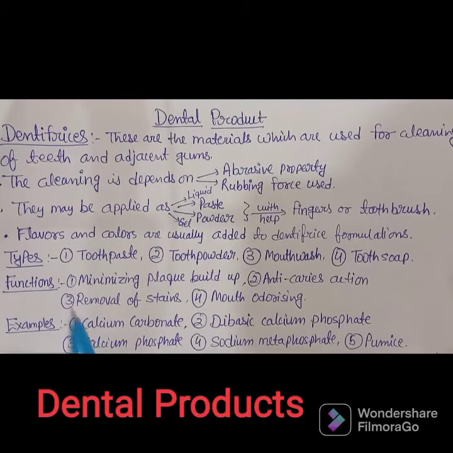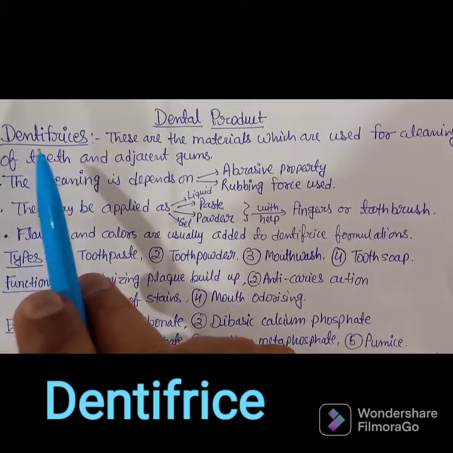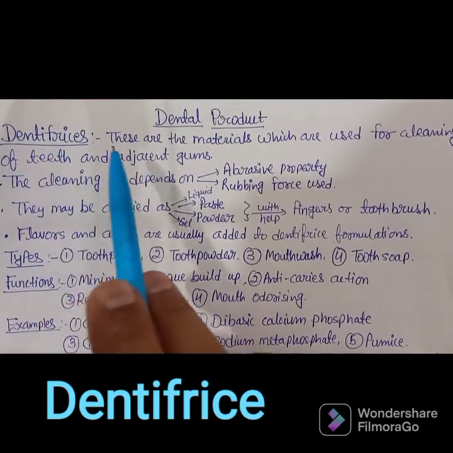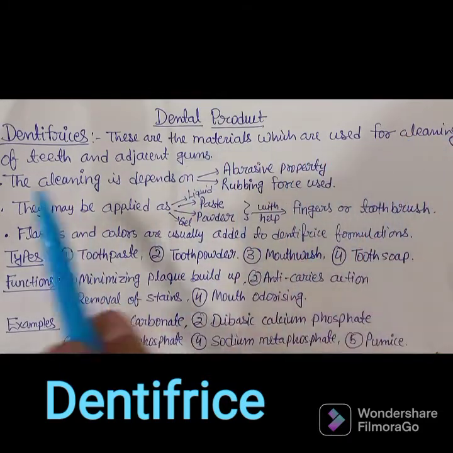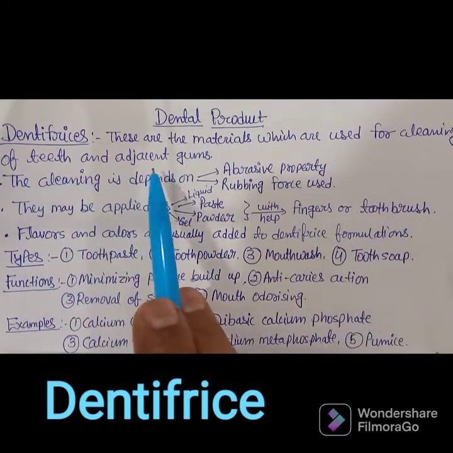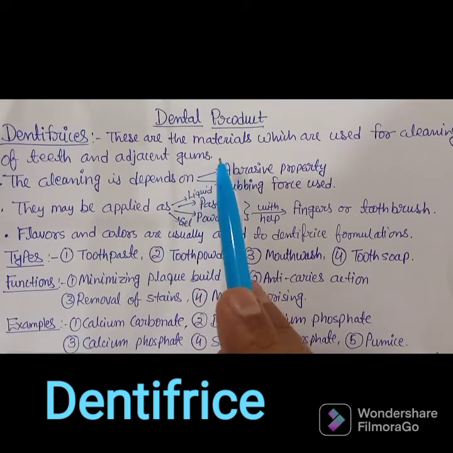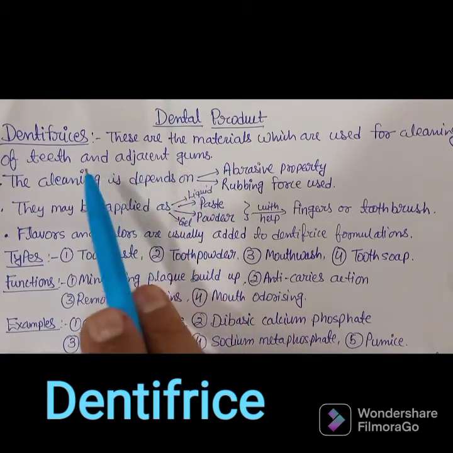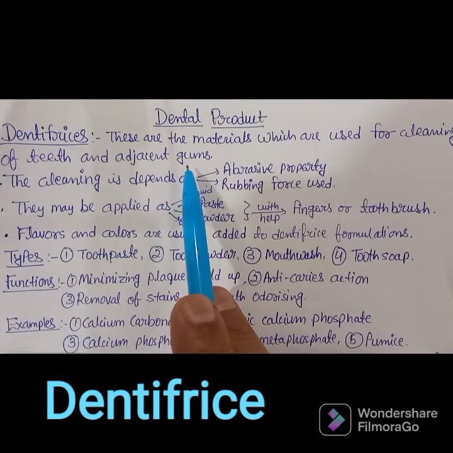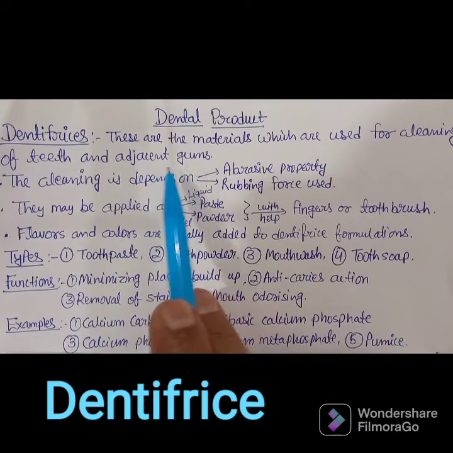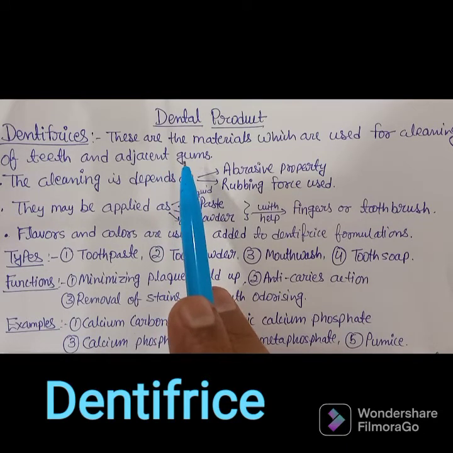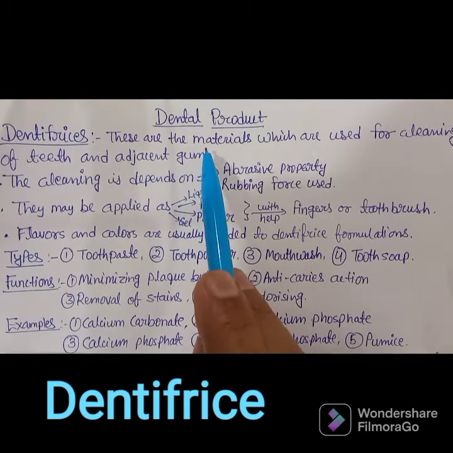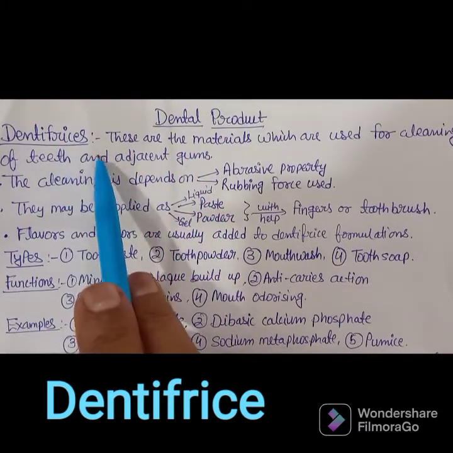Under dental products, the first thing we are going to discuss is dentifrices, right? Dentifrices are the materials which are used for cleaning of teeth and adjacent gums, right? Whatever is surrounding the teeth in the mouth, whenever we use some materials to clean that, they are called dentifrices, right?